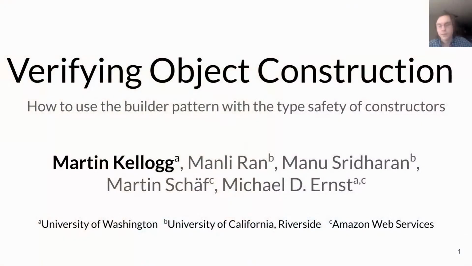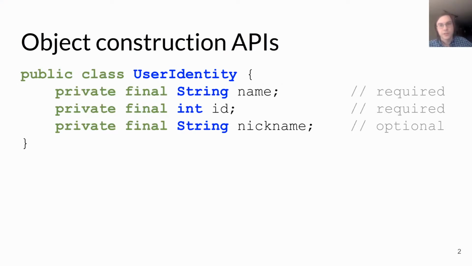Thanks, Elena. So today I'm going to talk to you about how to use the builder pattern with the type safety of constructors, or verifying object construction. On the screen, I've got an example of a class in a language like Java. As you can see, there are 3 fields in this class, 2 that are required, the name and the ID, and 1 that's optional.